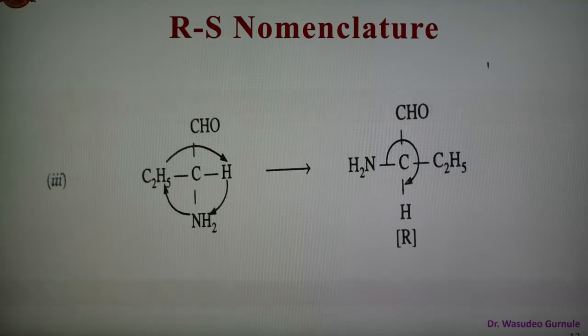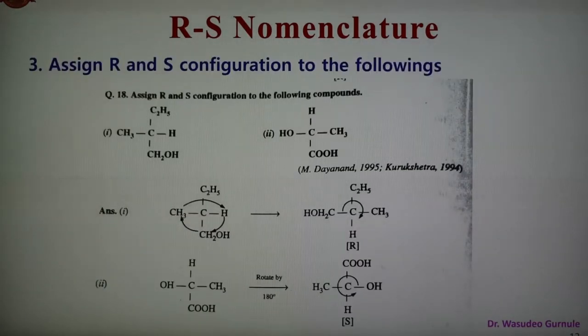So we have seen when it is R and when it is S. The third example is also there: assign R and S configuration to the following compounds on the basis of the R-S system of nomenclature, which compound has R and which compound has S.